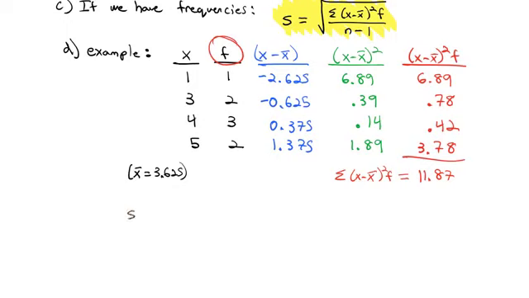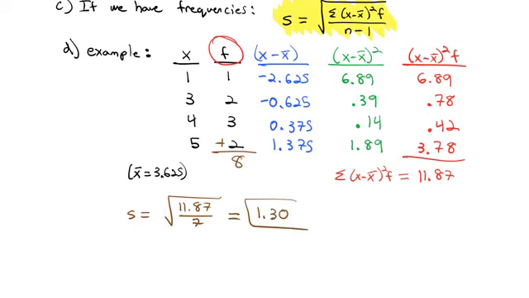Now we plug into our formula for s. S is the square root of that sum we just found, 11.87, divided by 1 less than the sample size. You could add the frequencies together to find out that the sample size is 8. Or you might remember that, because we've been working with this for quite a while. 1 less than the sample size is 7. So the square root of 11.87 divided by 7 is 1.30.